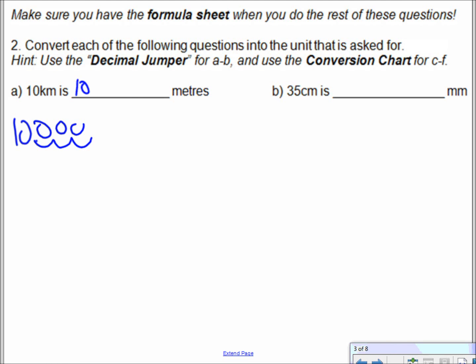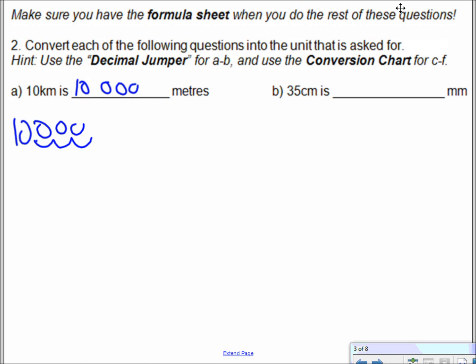is 10,000 meters. Does that make sense? Okay. And you're always moving either to the left or the right. Whatever you're moving on the chart, the jumping chart, is the same direction you're moving your decimal.